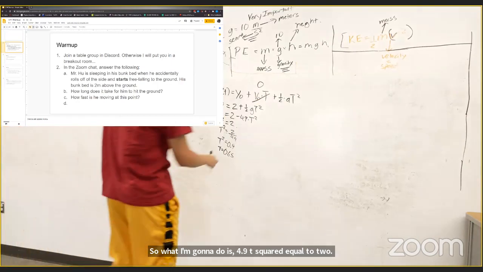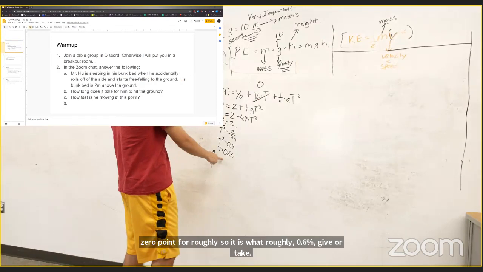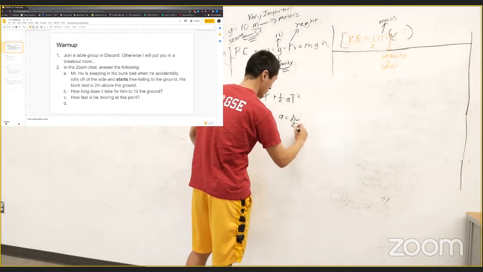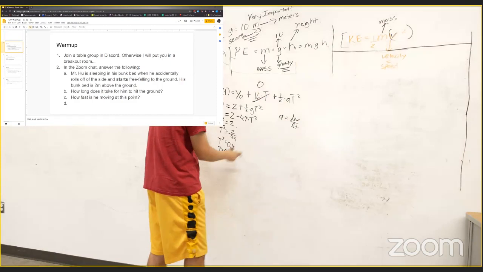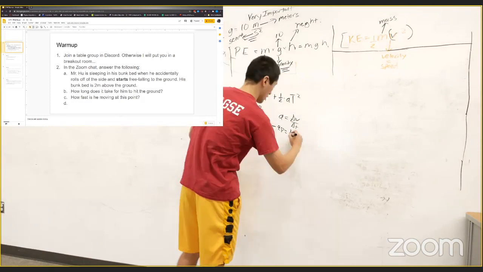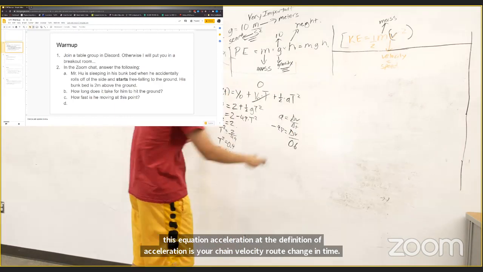And then to figure out my final velocity, I'm going to use this equation. The definition of acceleration is your change in velocity over your change in time. So my acceleration is g, so negative 9.8 is equal to my change in velocity over my change in time. My change in time is 0.6 seconds. So multiply both sides out, and I'll get my change in velocity is around 6 meters per second.